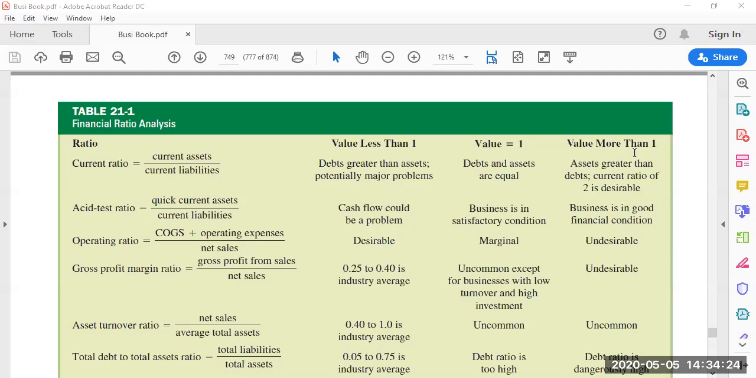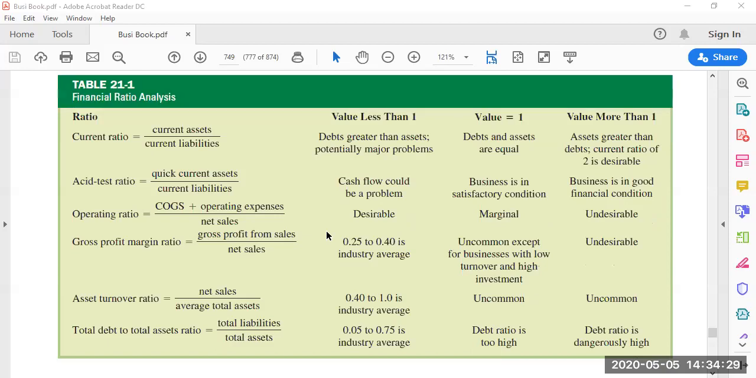All right. Your asset turnover ratio, now we're using the balance sheet and the income statement. Sales and assets. Sales comes from your income statement. Assets come from your balance sheet. 0.4 to 1 is the industry average. It is not common for the value to be 1, and it's uncommon also for it to be more than 1. So anything greater than 1, not what you're looking for.